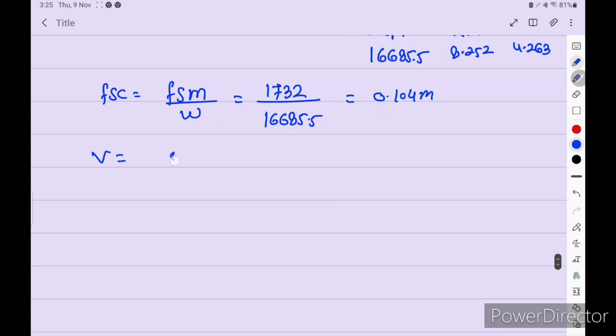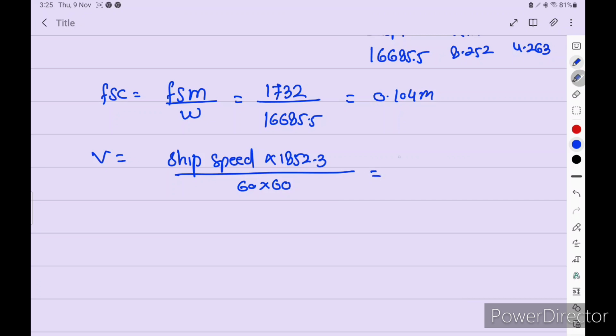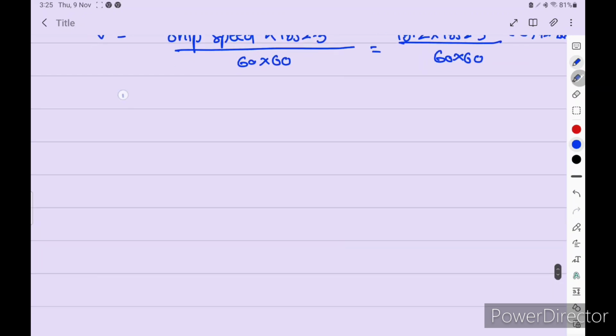Now V is equal to ship speed into 1852.3 divided by 60 into 60. So 13.2 into 1852.3 divided by 60 into 60, 6.792 meter per second. Radius is 380 meter, given in the question. Okay, now we have to find out the BG.